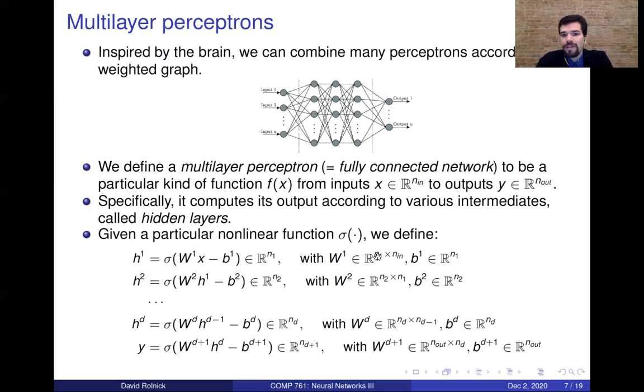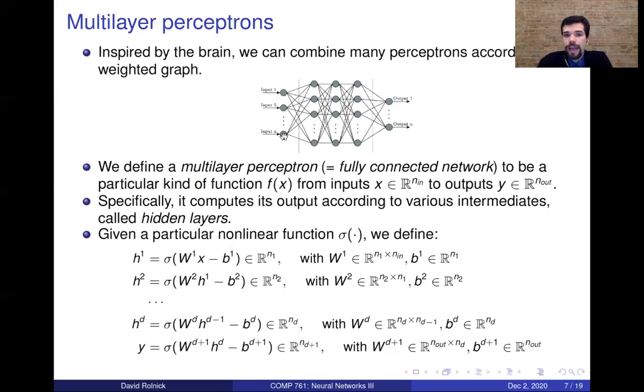So W1 is a matrix in N1 by N in. And you multiply that by your vector x in R^N in. So it's an N in dimensional vector that becomes an N1 dimensional vector once you've multiplied it by this matrix. And that gives you the activations here, except you also need to subtract the bias. And then you need to apply a nonlinear function. So if you think about what's happening at each one of these, each of these is an entry in the vector h1. There are N1 of these.